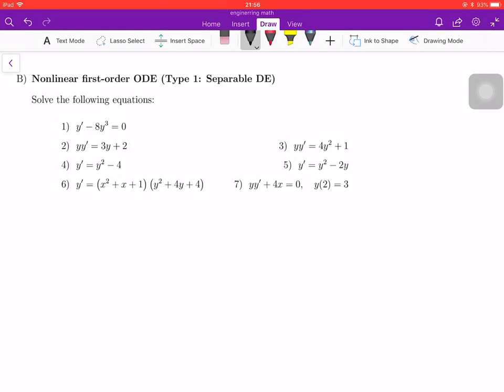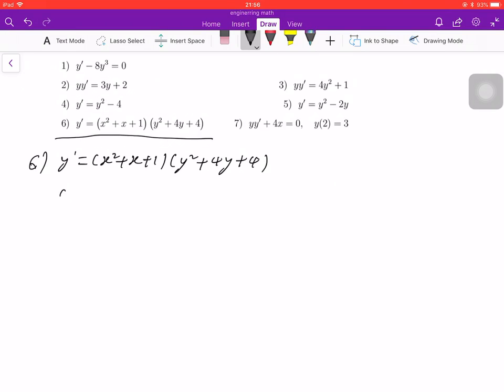Okay, let us see question number 6. We have y prime equal to (x squared plus x plus 1) multiplied with (y squared plus 4y plus 4). Now to make this separable, we have dy. We move all the unknown function y to the left hand side.